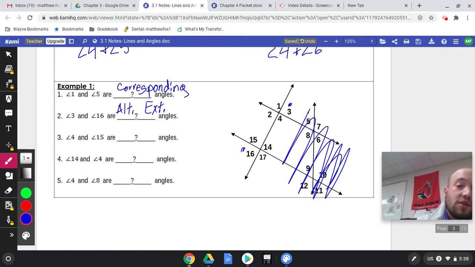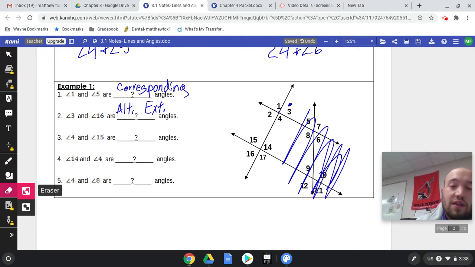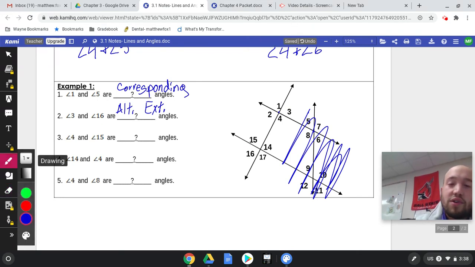Okay, so the next one, 4 and 15. And for this, same part is still covered. I don't care about that extra stuff. 4 and 15, these are both on the interior. These would be alternate interior angles. So ALT, INT.